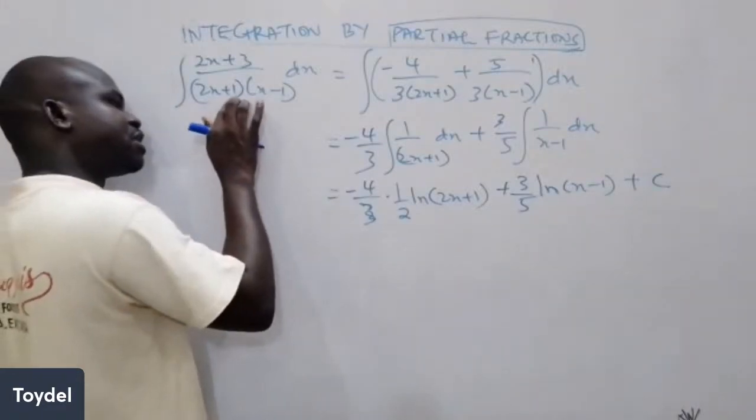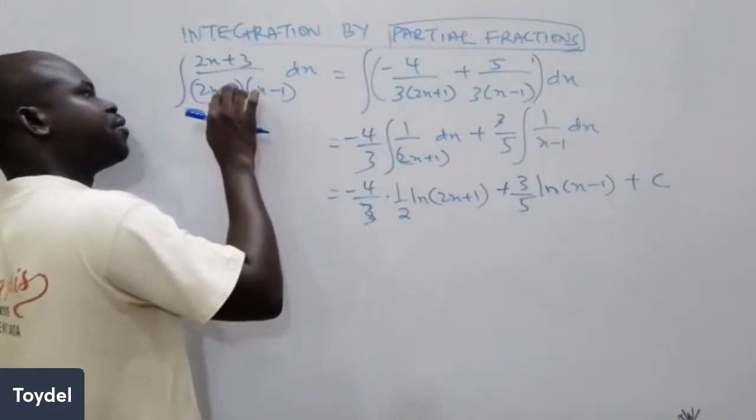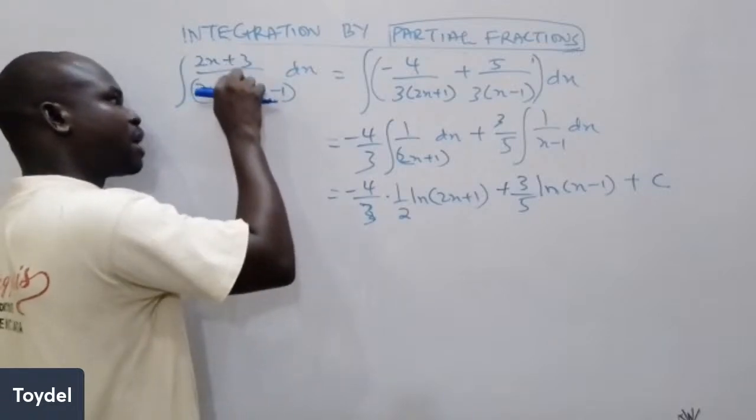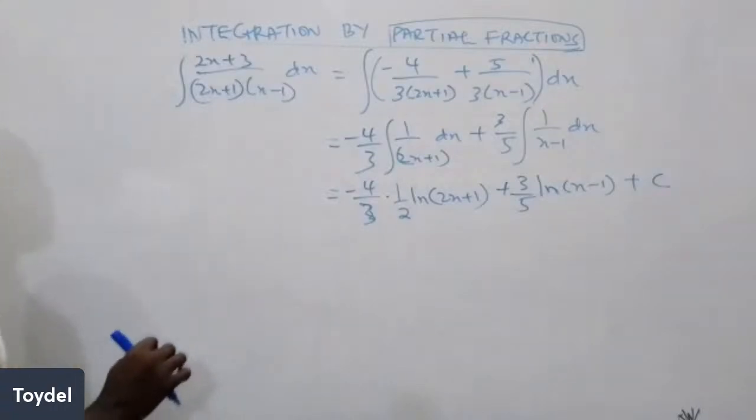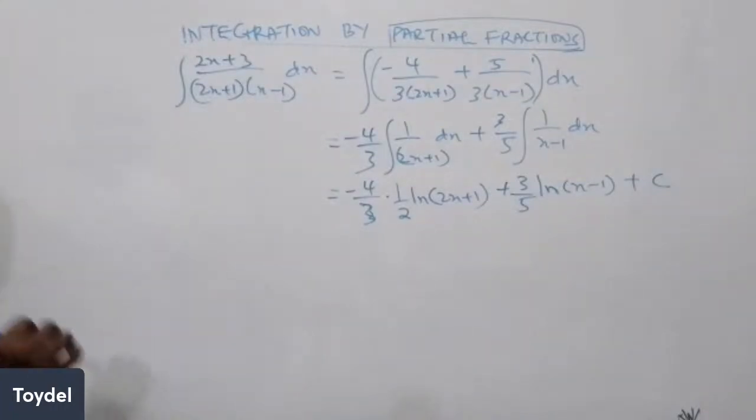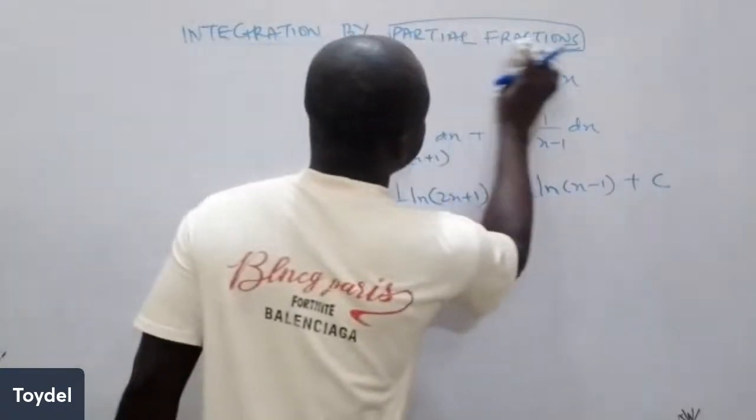We cannot integrate this directly. We decide to use partial fraction to be able to split this compact fraction into some of its partial fractions before we now go ahead and integrate. So we are through with the first question. So we go ahead to the second, the B part of the question.